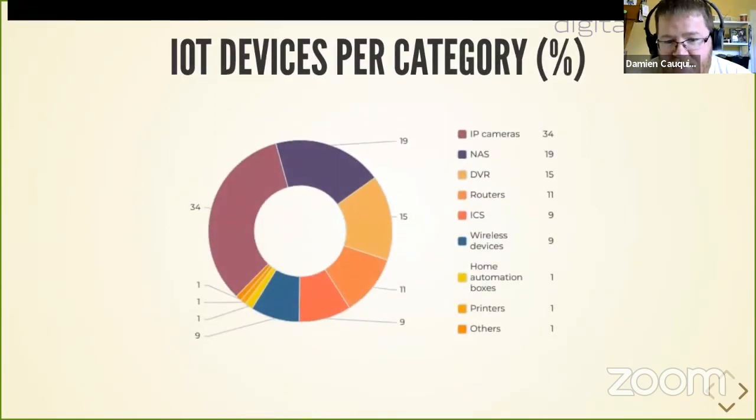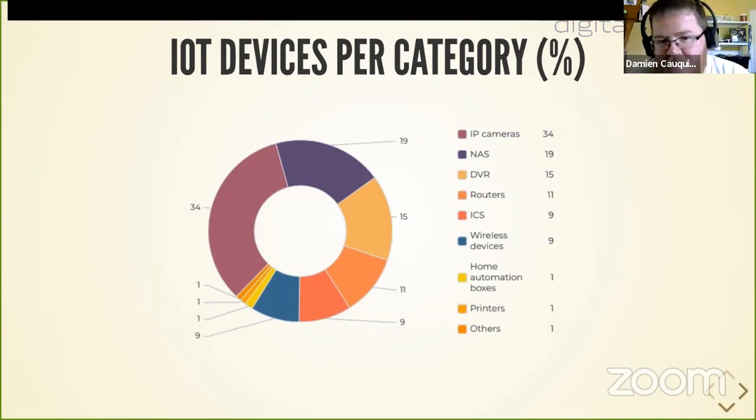I ran this through my classifier, and this is the result by category. So we have 34% of IP cameras, 19% of network attached storage, 15% of DVR, which are digital video recorders, 11% of routers, 9% of ICS, 9% of wireless devices, and so on.